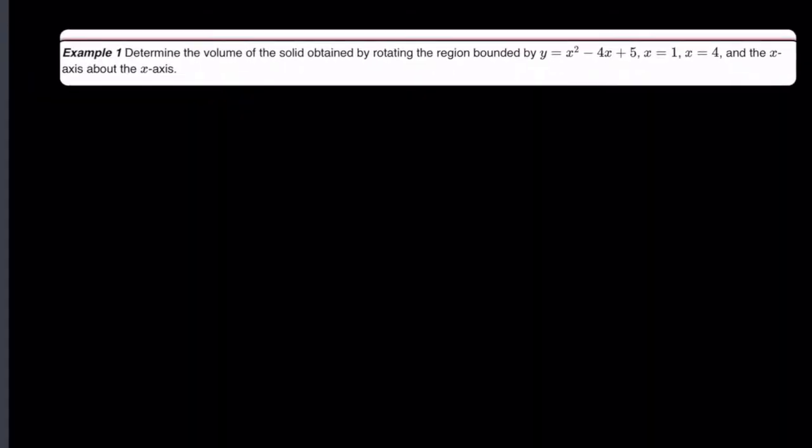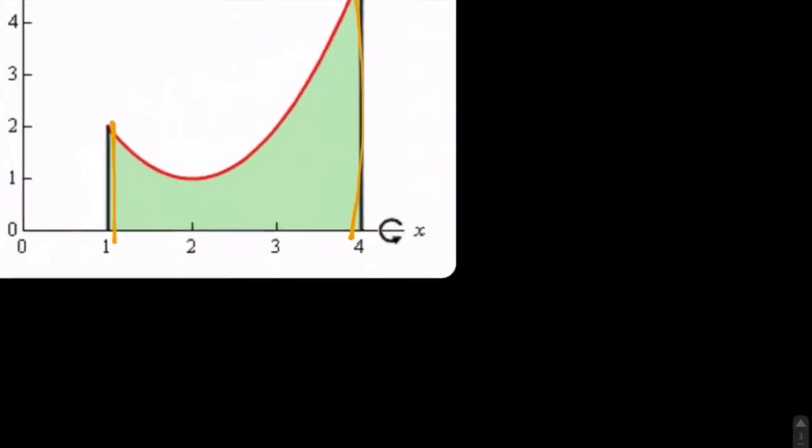So, we have a sample problem that's telling us to determine the volume of the solid obtained by rotating the region bounded by this function, x equals 1, x equals 4, and the x-axis, all about the x-axis. So first, let's take a look at what the graph looks like. Right here, we see we have a part of a parabola, the cross-section from 1 to 4. And we're rotating this about the x-axis.